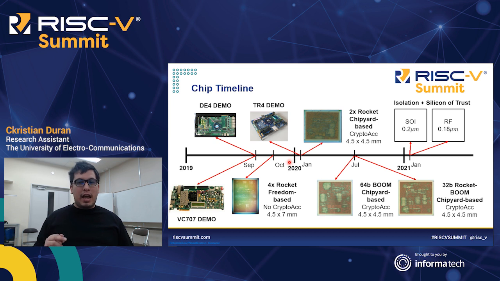2020, we built a second chip with a two-core Rocket-based SoC. This is the first chip featuring crypto accelerators and some additional hardware to speed up the authentication process of the TEE. Later this year, we developed two sister chips, where one features a single-core BOOM with the crypto accelerators. We also explored the possibility of including this in a smaller SoC. So we also built a 32-bit BOOM-Rocket hybrid SoC in the manner of a microcontroller. We plan in the near future of 2021 to have an isolated architecture plus silicon root of trust, both in SOI and regular RF 180 nanometers.